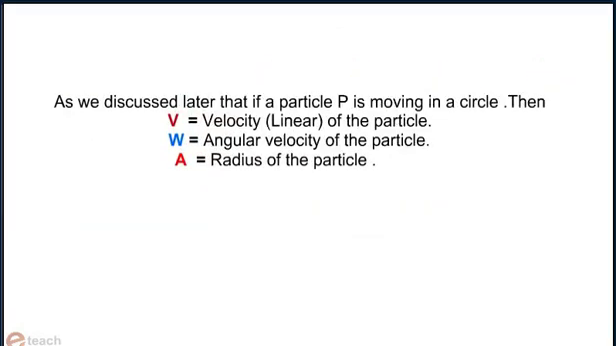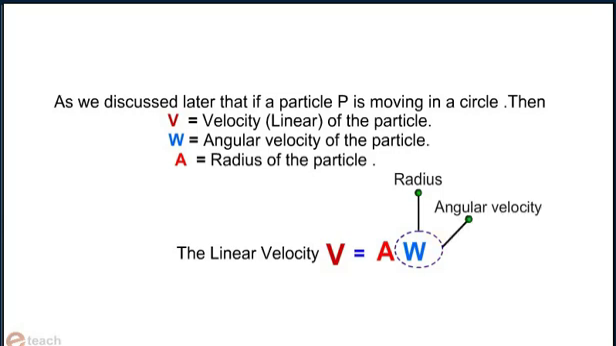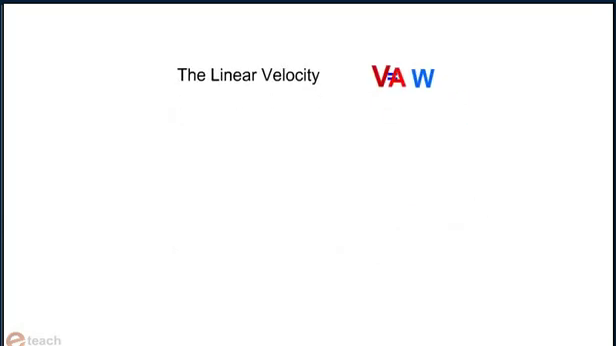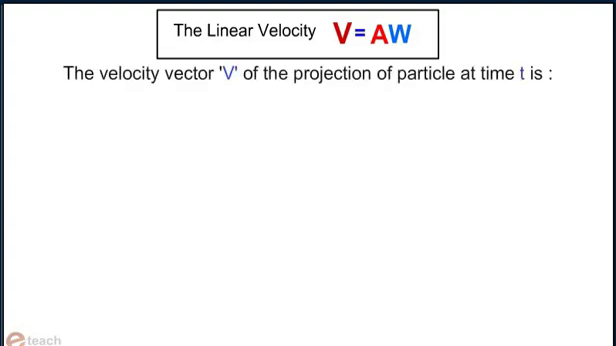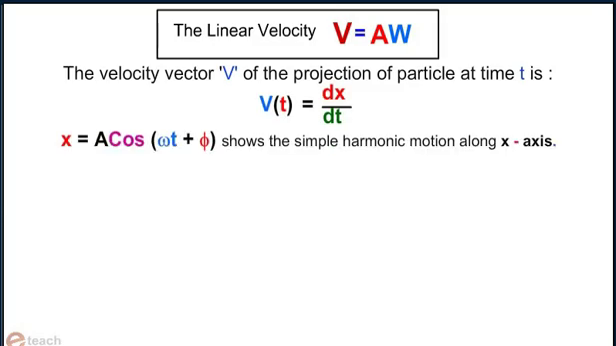As we discussed earlier, if a particle P is moving on a circle, then v equals linear velocity of the particle, omega equals angular velocity of the particle, a equals radius of the particle, and linear velocity v equals a omega. The velocity of the projection of the particle at time t is v(t) equals dx by dt. Thus x equals a cos(omega t plus phi), which shows the simple harmonic motion along the x-axis.